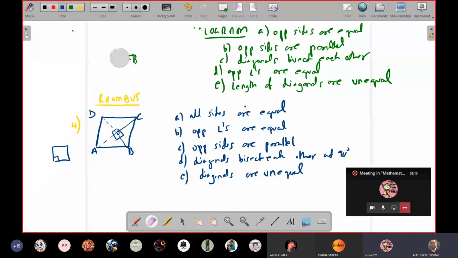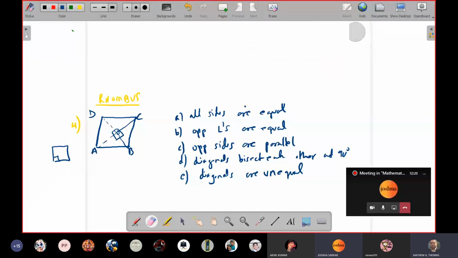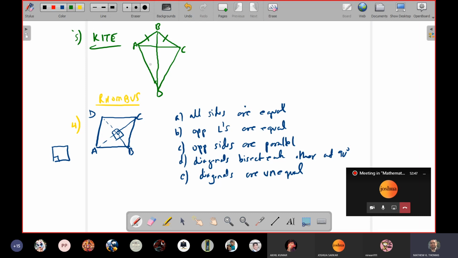After that, we have 2 figures: kite and trapezium. Rhombus we have done. A kite is a figure like this. What is important about a kite is that the adjacent sides are equal. If you look at this figure, AB and BC are equal, and AD and CD are equal.